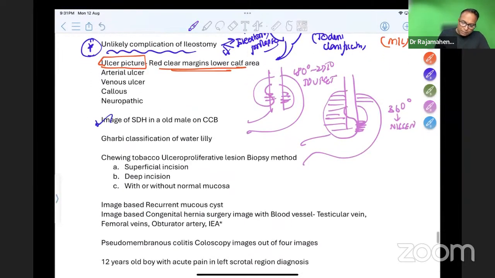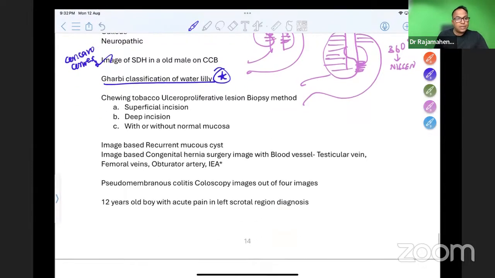So an image of subdural hemorrhage was given. It is a concavo-convex image. Garsby classification of water lily, chewing tobacco, ulceroproliferative lesion.